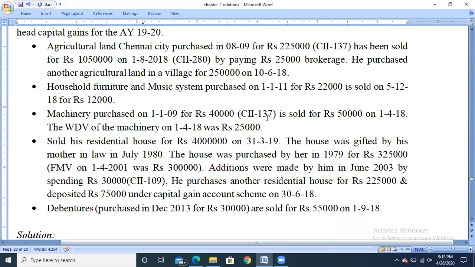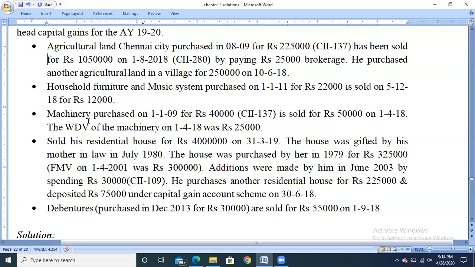It is sold for rupees 50,000 on 1/4/2018, that is in the previous year. The written down value of the machinery on 1/4/2018 was rupees 25,000. So instead of cost of acquisition, we need to take the written down value of the machinery at the beginning of the previous year, because the machinery is a depreciable asset.